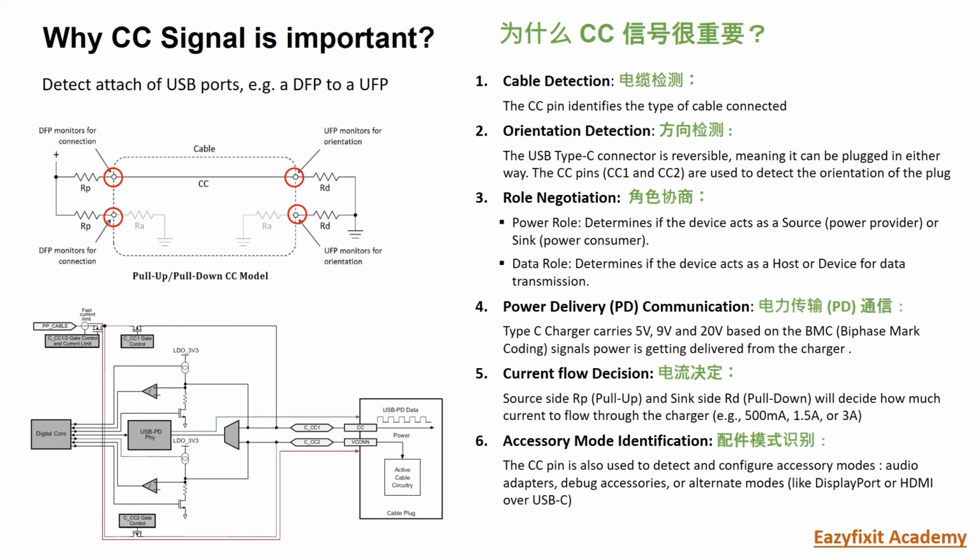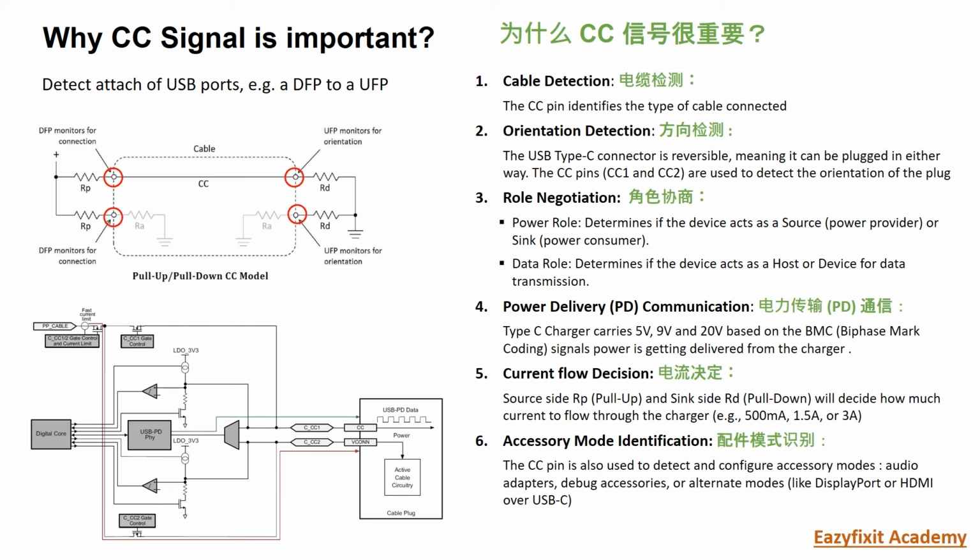The CC pin identifies the type of Type-C cable connected. Orientation detection: it also detects the orientation, whether it's the top side or the bottom side. CC1 is the top side and CC2 is the bottom side. Role negotiation. What is role negotiation? It determines if the device acts as a source or sink.